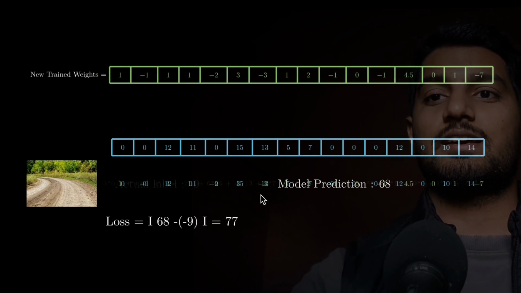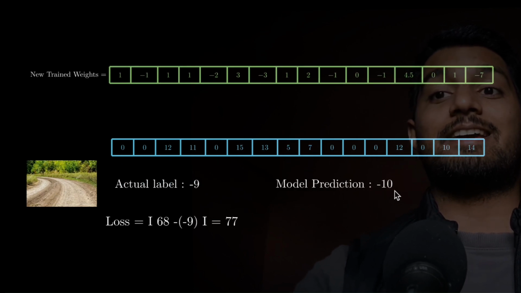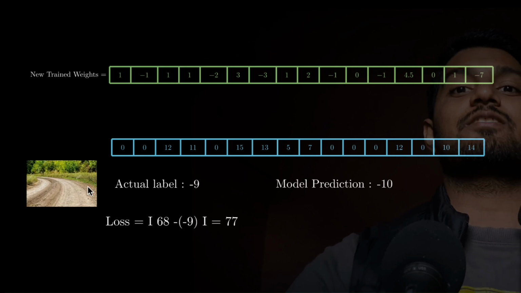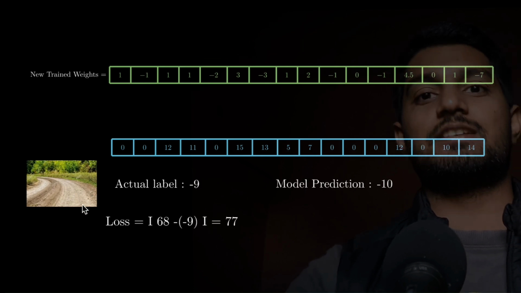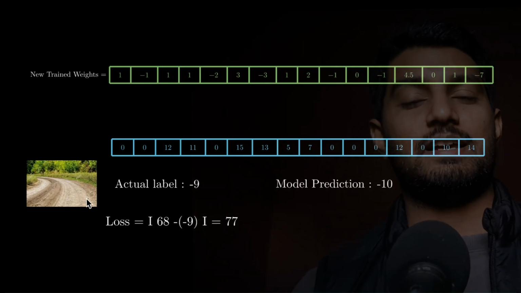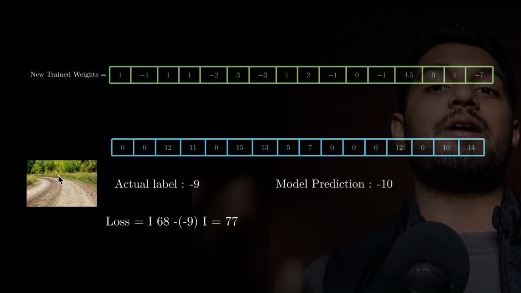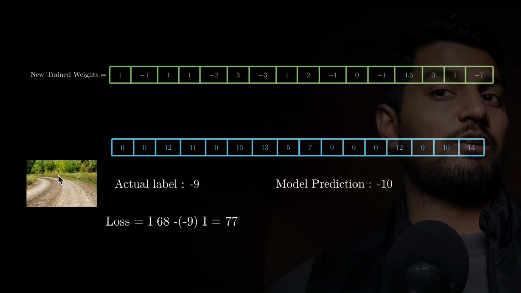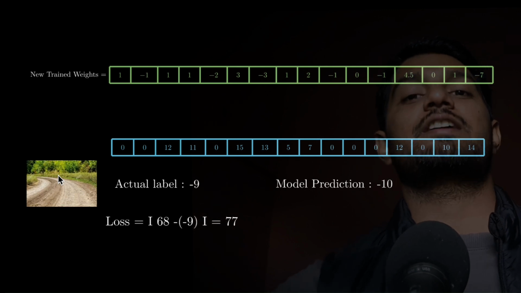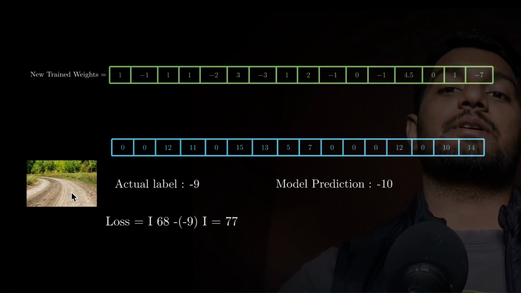So with the new weights, when I multiply and add, I get -10. This example was not part of the training set. If it had been, I would already have adjusted my numbers for it. But it's a new example, and we haven't changed the weights according to it.